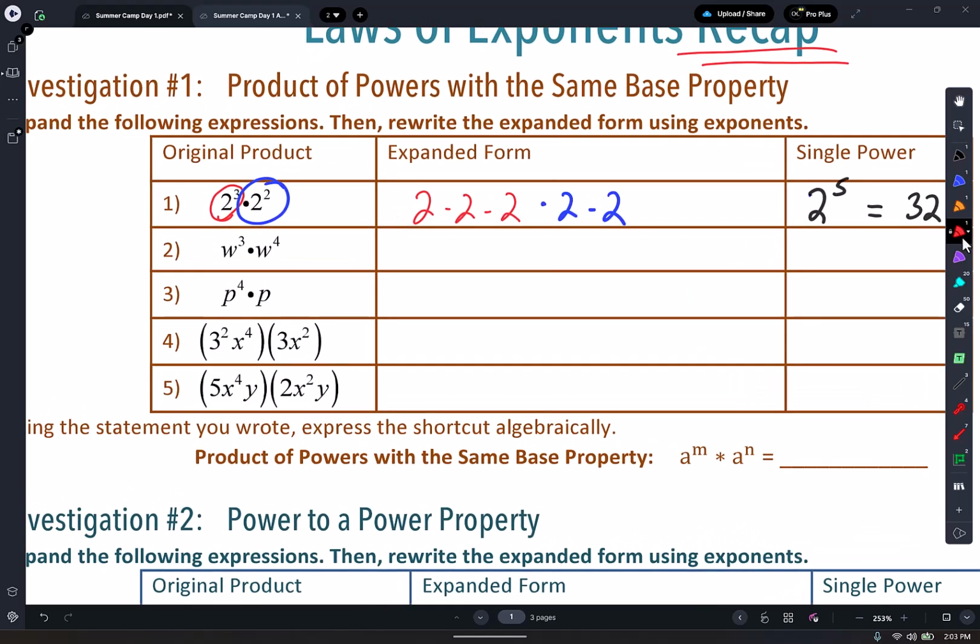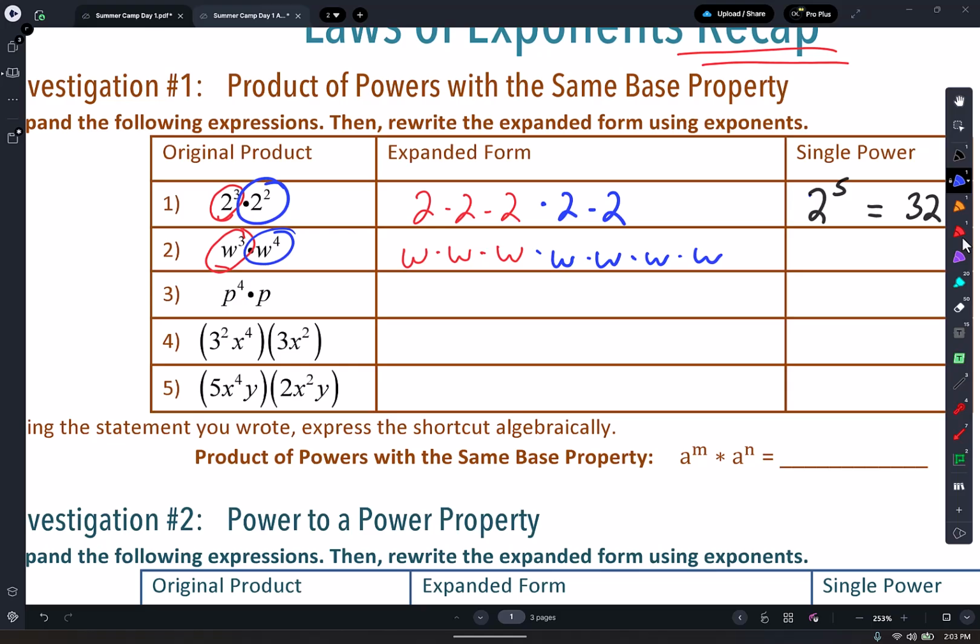All right. W to the third power times W to the fourth power. So I'm going to color code this. I'm going to put that in red. So W to the third power is W times W times W. This one in blue says W to the fourth, so times W times W times W times W. Make sure to put a dot. If you don't put a dot, that still means the same thing, that you're multiplying.